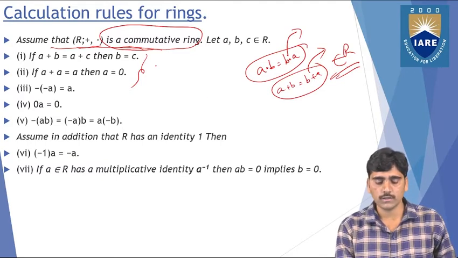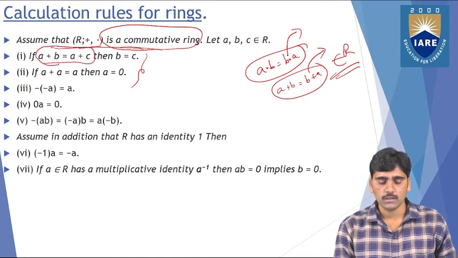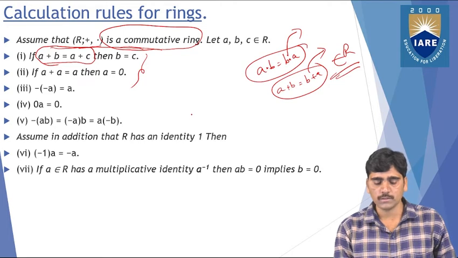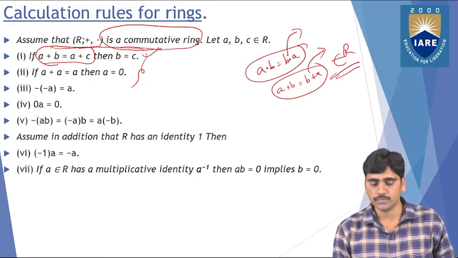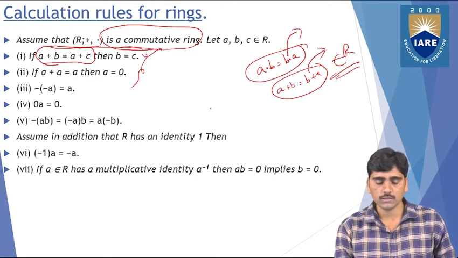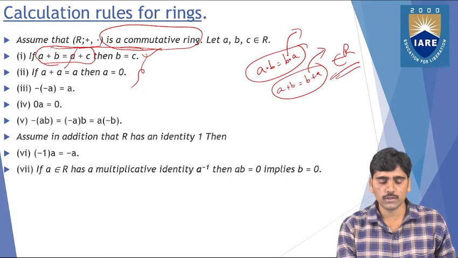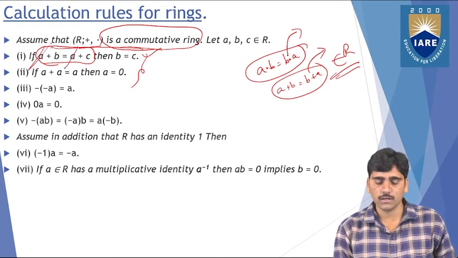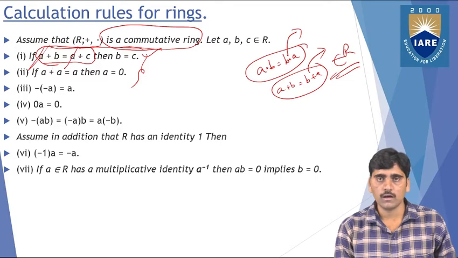So see here, let a, b, c. If a plus b equals a plus c, then b equals c. It is getting like what? The left cancellation law. As per the left cancellation law, a should be cancelled from both the left sides, and the remaining result is what? b equals c.